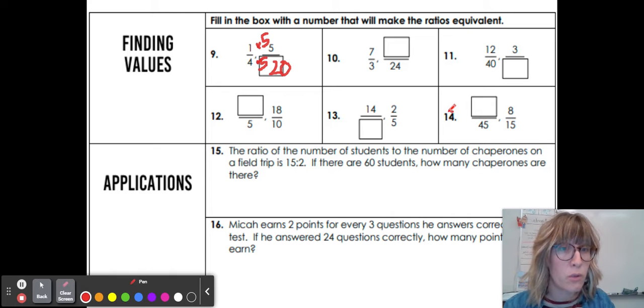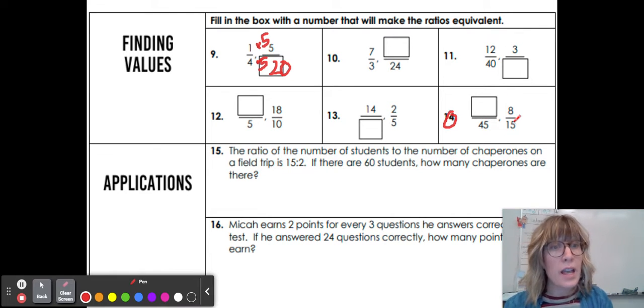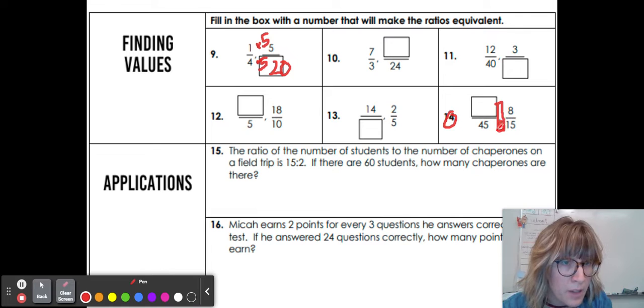So say that we have number 14 here. You can work either direction here. You could say, well, what is 45 divided by 15? And that will give you the number that you're scaling down by, that you're dividing both the numerator and denominator by. Or you could say, what is 15 times mystery to get me to 45? So in that case, we know that it's 3, right?